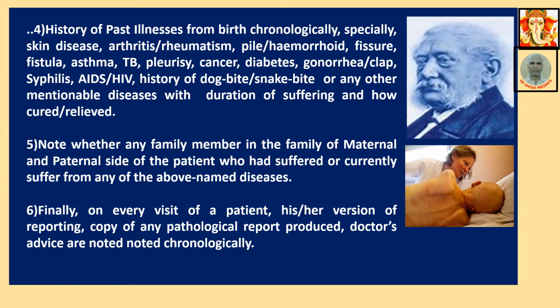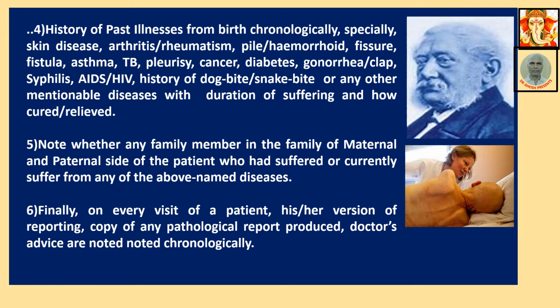Number 4, history of past illnesses from birth chronologically, especially skin disease, arthritis, rheumatism, piles, hemorrhoids, fissure, fistula, asthma, TB, pleurisy, cancer, diabetes, gonorrhea, clap, syphilis, AIDS, HIV, history of dog bite, snake bite, or any other mentionable disease with duration of suffering and how it was cured or relieved. These all things are to be noted.